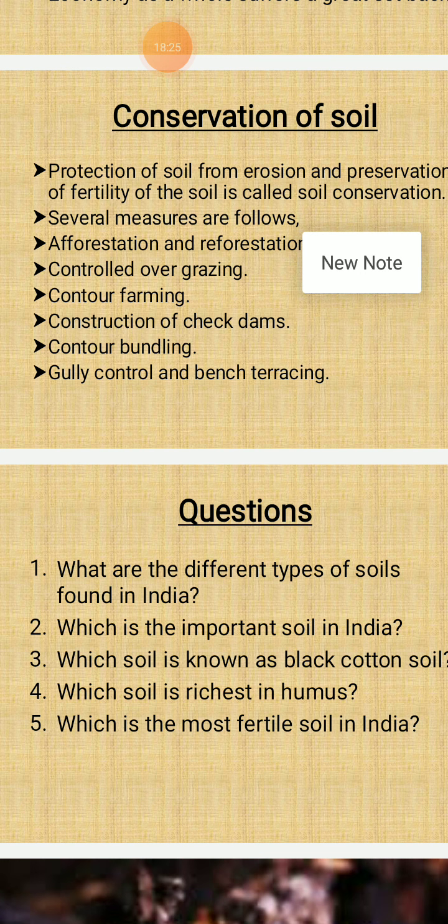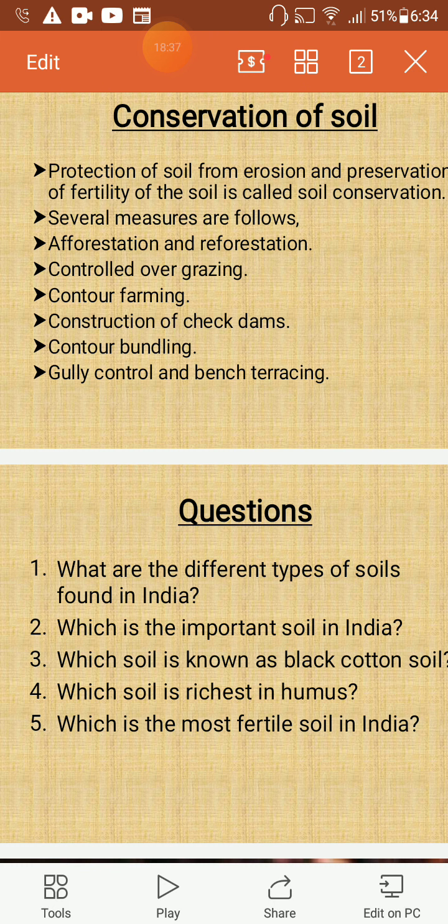Number one, afforestation and reforestation. Afforestation means forests are already there, so what we should do is protect the forest and retain it as it is. Reforestation means we have already depleted and cleared the forest, so in the empty grounds we should grow plants. That is called reforestation.